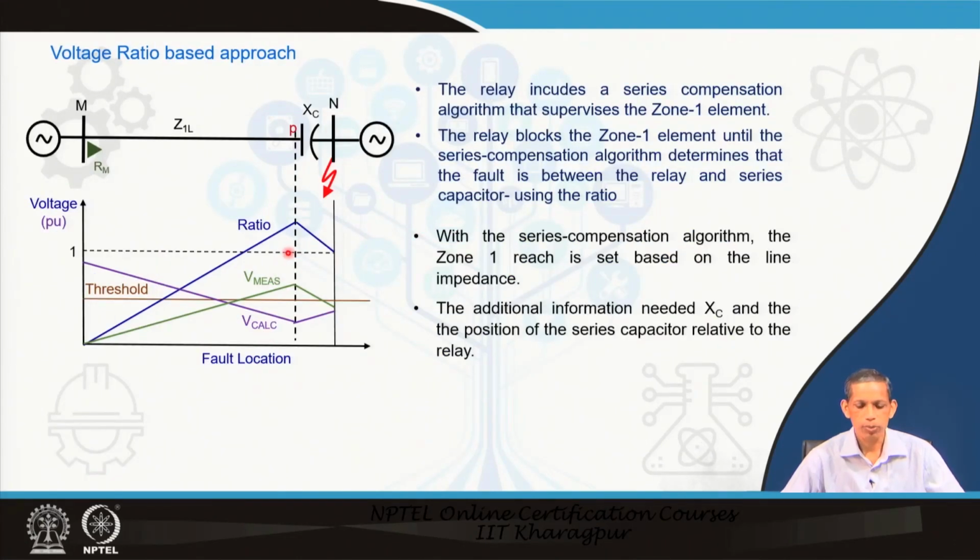So, with that philosophy, with the series compensation algorithm, the zone 1 reach is set based on the line impedance, and additional information is needed on x c, that is, whether the corresponding x c is encountered in the fault loop or not. That is decided by the voltage ratio, and that voltage ratio decides whether zone 1 will be operational or blocked.